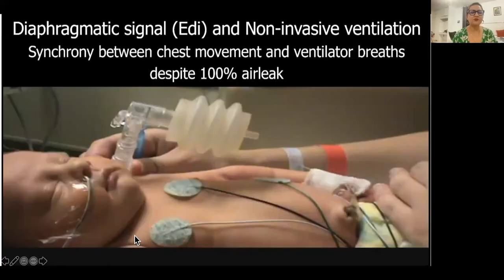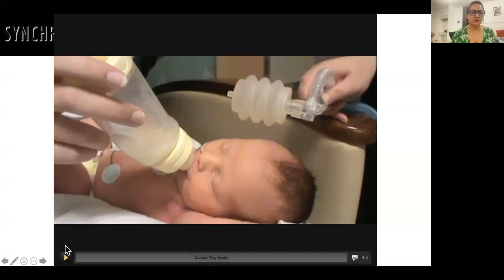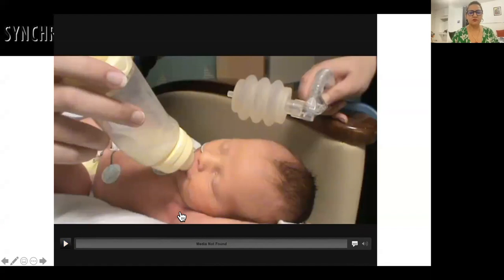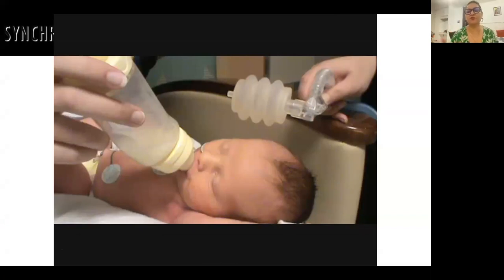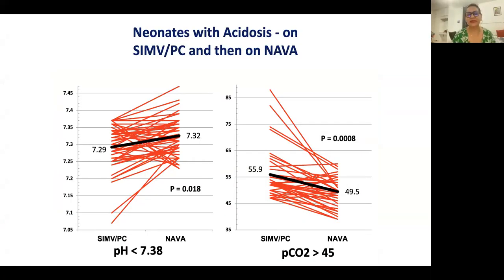So, the video is not running somehow. This was showing that this is your catheter which you have put in, and there is a 100% leak happening. This is NIV Nava, that is non-invasive Nava. And still there is synchrony of the chest movements and the ventilator breaths. I don't know, this is not working. This is working. Oh, this is also not working. This was showing that if you're feeding the baby, still there is no issue with the breaths. Anyway, we'll see later if it works.